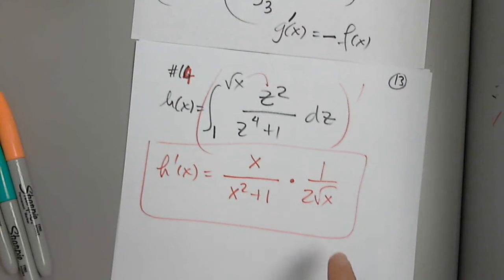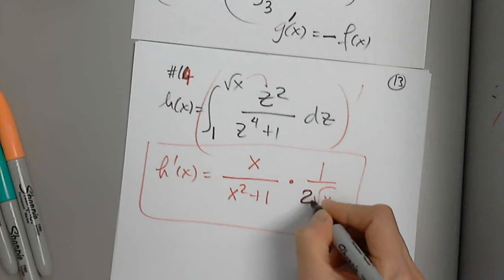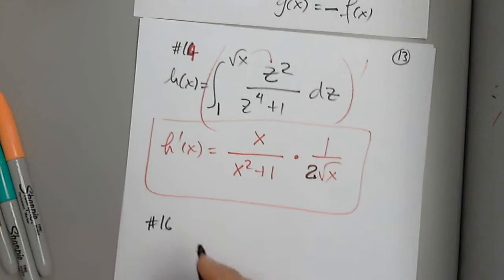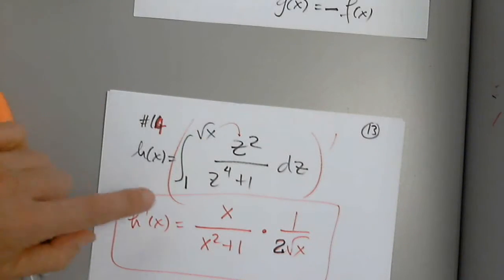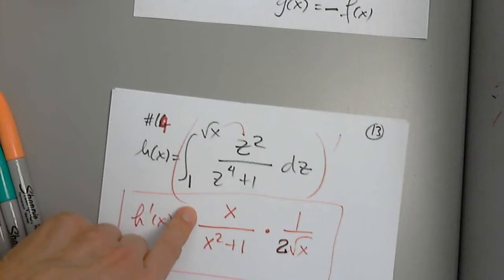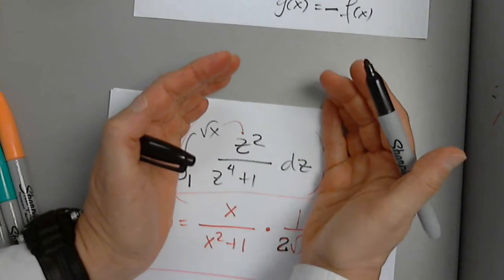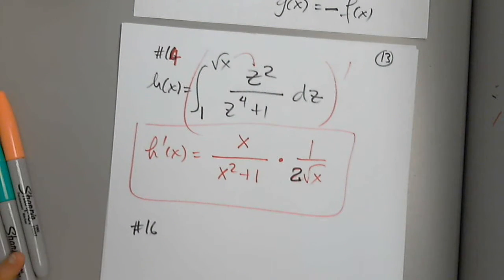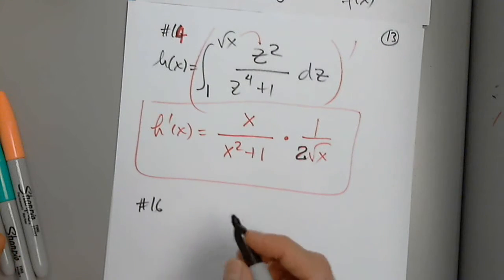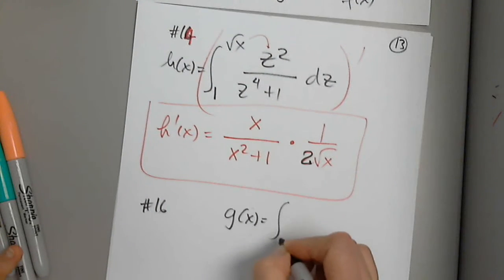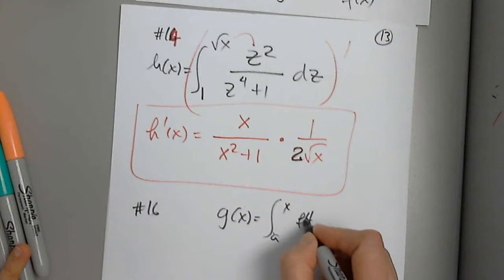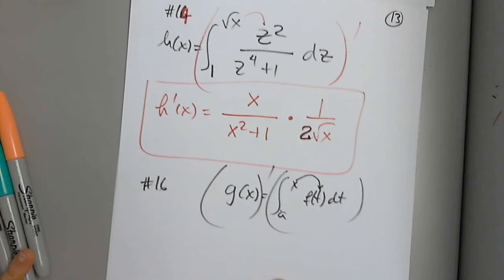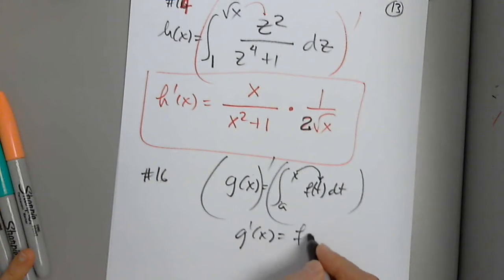Is that better? Very good. Finally, 16. We're just plugging in the upper limit. We're not plugging in the lower limit. We are not determining the integral. We are differentiating this integral. Because g of x is the integral from a to x of f of t dt, when we differentiate both sides, that's exactly what we do. We get g prime of x to be f of x.